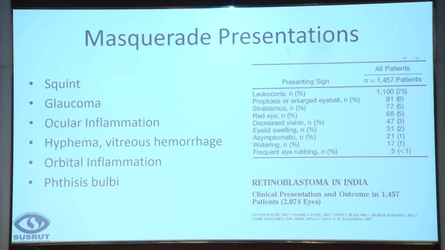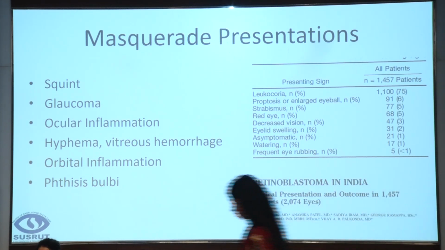So, these are some of the other presentations, and the LV Prasad group had published a very large database. And if you notice that the first two presentations, that is leukocoria and proptosis, that takes care of about 81%. So about 1 in 5 retinoblastoma patients actually present with something else. So let's go over each of them one by one.